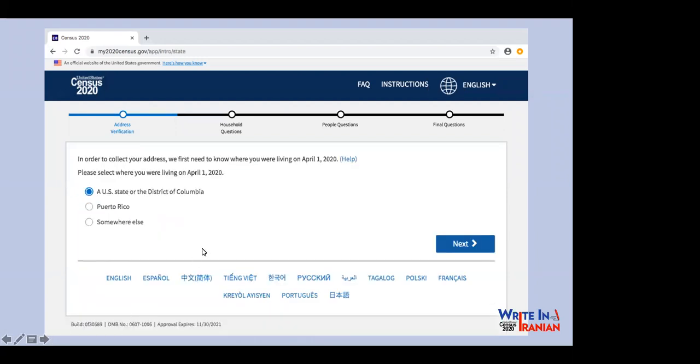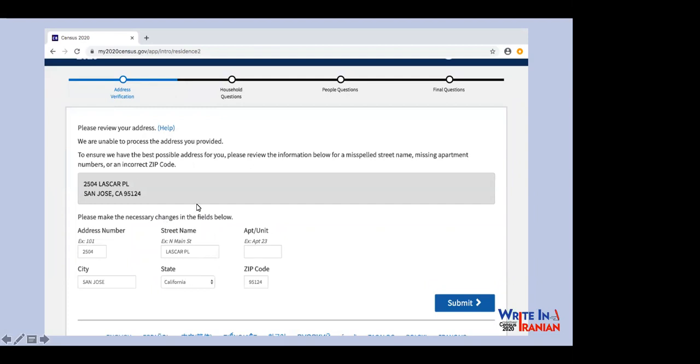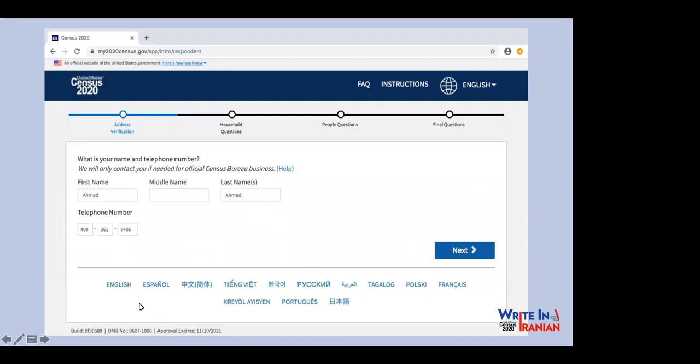It takes you to a screen where it asks you where you live, whether you live in the US or somewhere else, and the next screen will allow you to fill out your address. If you have the ID, you enter your ID and your address will pop up automatically. If you don't have the ID, you have to manually fill out your address. The census website verifies your address because they need to make sure this is a valid address. Once the address is verified, you click submit and you start to fill out the actual questionnaire.